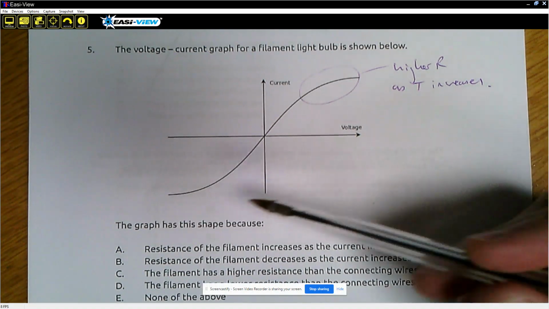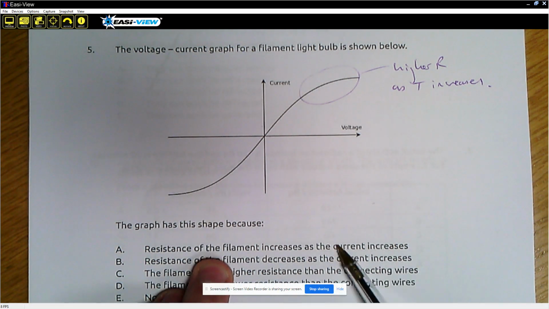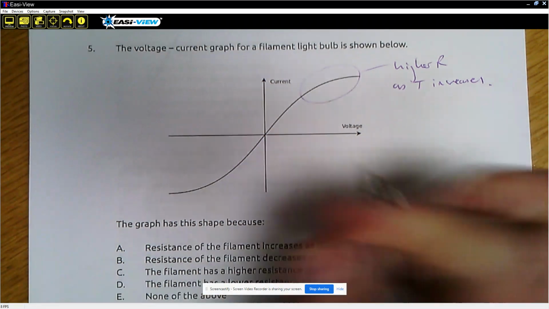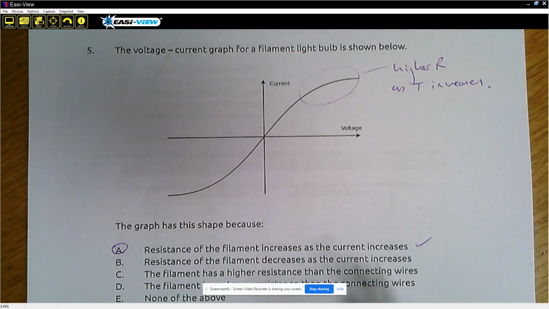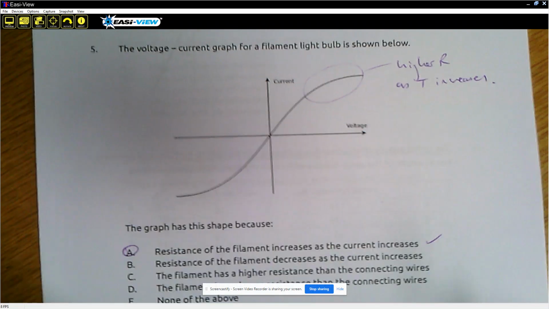So the graph has this shape because the resistance of the filament increases as the current increases. Well, the resistance of the filament does increase as the current increases, because the temperature is increasing. Let's just check the others. Resistance decreases as current increases? No, that doesn't make sense. Filament has higher resistance than the connecting wires, probably. Filament has lower resistance than connecting wires, probably not. But we have no way of really telling that, because it's just telling us about the filament bulb. And then none of the above doesn't really apply. So the answer to that one is A.